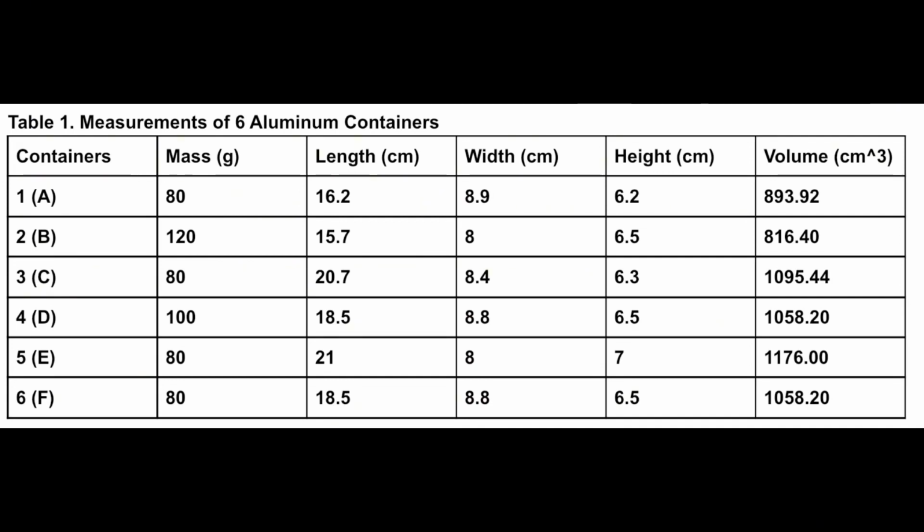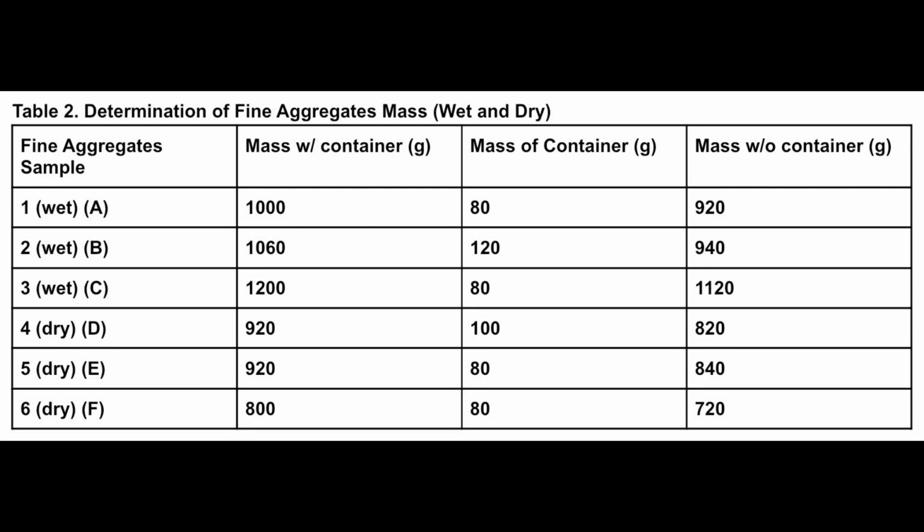So here are our gathered data. Table 1 shows the dimension of all the containers with their mass, length, weight, and volume. Table 2 shows the masses of the fine aggregate samples that are already divided into wet and dry samples. So to get the mass without container, simply subtract the mass of the container from the mass of the sample with the container.